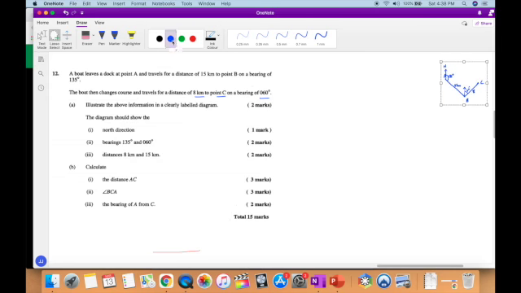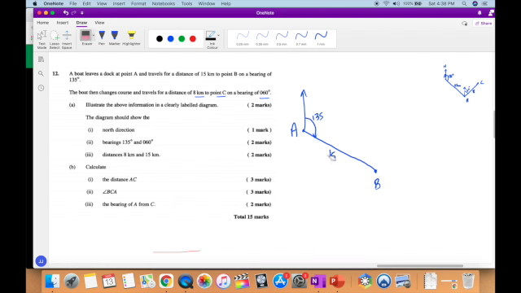So we have the point A. This is the point A, and this is my north line, north, right? It travels a distance of 15 kilometers on a bearing of 100. So from this north line, 135 degrees should be about there. And this is the point B, which is 15 kilometers away.